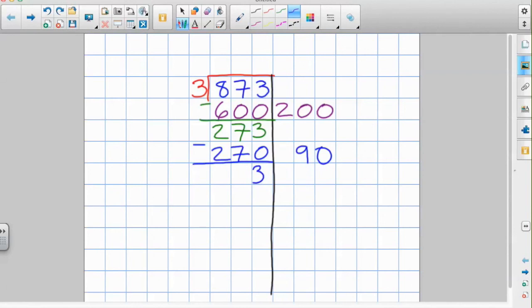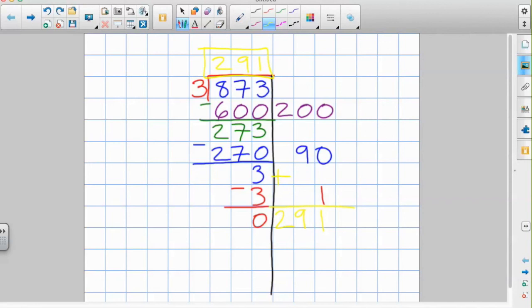So now I ask myself, okay, what math fact times 3 is 3? And I know that 3 times 1 is 3, and I don't have any left over. So I take my partial quotients and add them up. I know that 0 plus 0 plus 1 is 1, 0 plus 9 is 9, and 2 plus 0 is 2. So Mr. Heck would have 291 sleeves, or 291 boxes of golf balls.